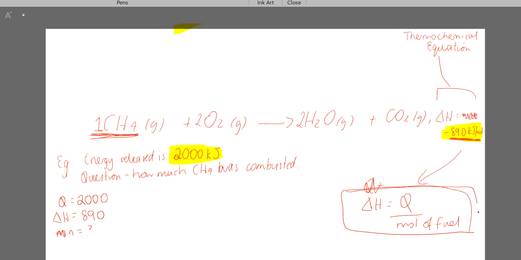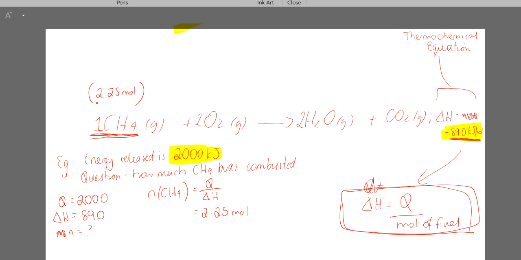So rearranging this formula, the mole of CH4 equals the Q value divided by the delta H value. So your Q value, your 2,000, divided by 890, and we get a mole value of 2.25 moles of methane reacting. Okay, 2.25 moles of this, answering our question.